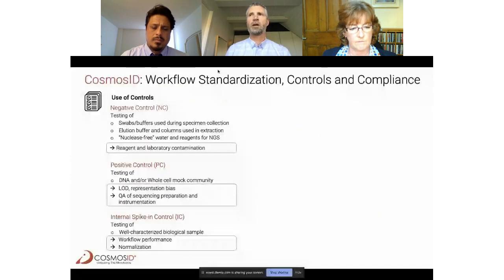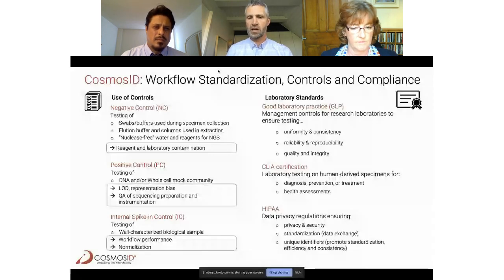Since microbiome analysis is uniquely vulnerable to the introduction of bias or contamination, we use a highly controlled and standardized process throughout sample collection, storage, processing, sequencing, and analysis. And we have also adopted a range of different laboratory standards and regulatory standards.